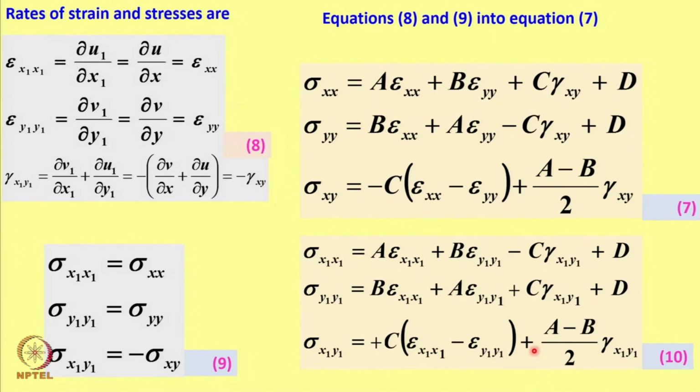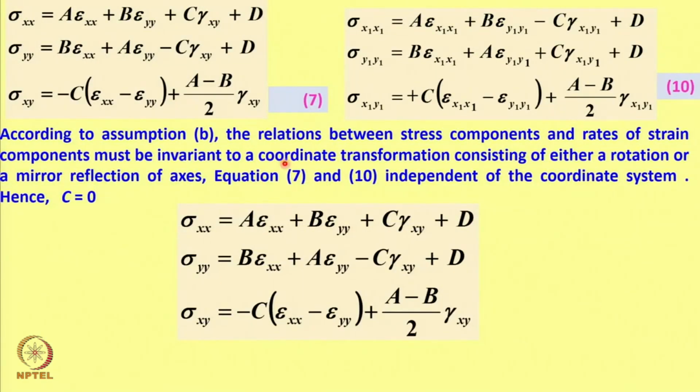So I get here minus of minus as plus. So a minus b by 2 gamma x1 y1. So now you compare. So what is that it says? If I compare equation 7 and 10, we said that according to assumption B, whether I rotate or I take a mirror reflection, the coefficients have to be same. That is, it should be independent.